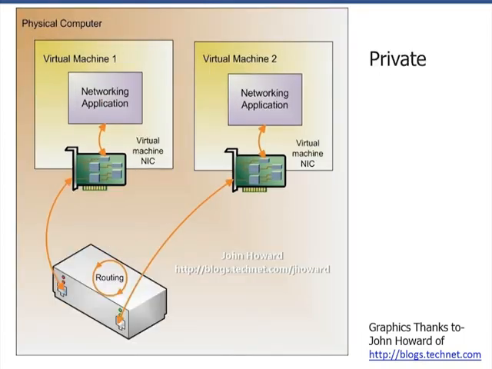The third type of virtual network that you can create is the private virtual network. With the private virtual network, the virtual machines on the Hyper-V host are just connected to the virtual switch on that Hyper-V host.